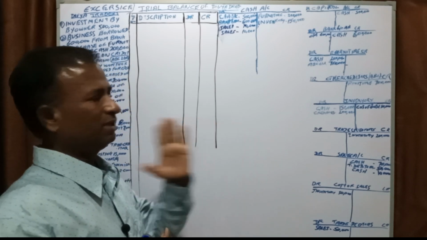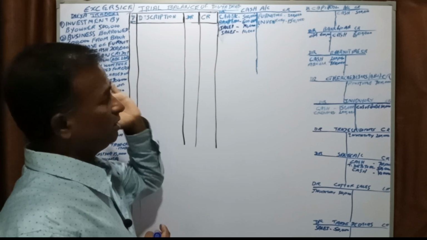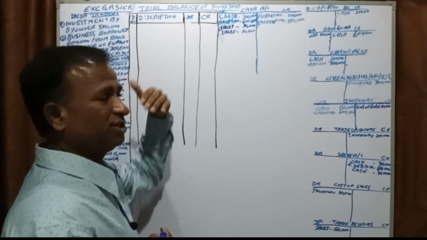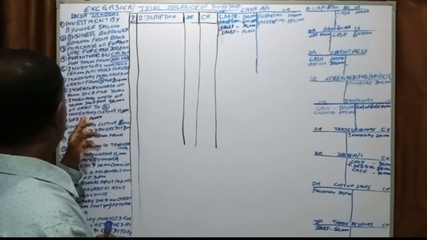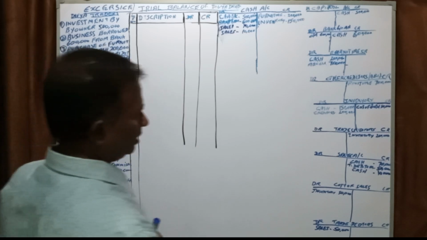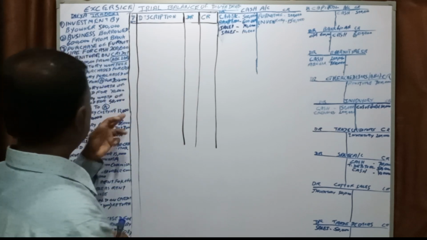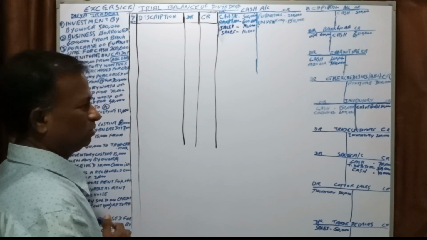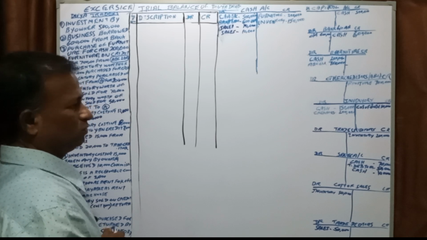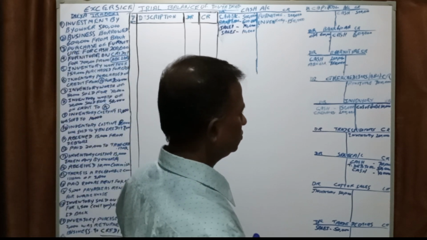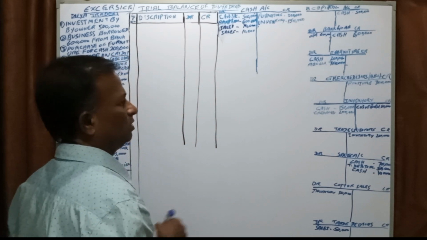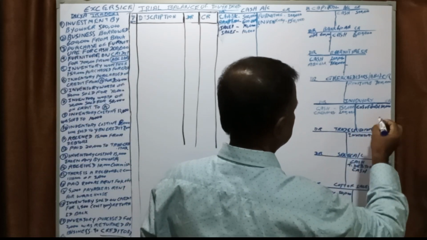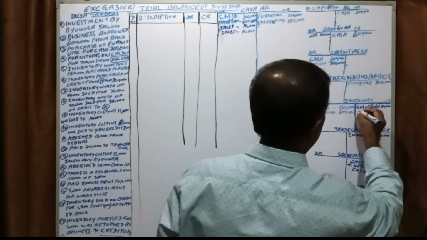Sales income is always credited, and the cash account is always debited, because cash is increasing, so it has to be debited. Then we can see that 12,000 worth of goods was sold, right? The goods value was 12,000, so inventory is going to be affected. We have to remove the 12,000 from the inventory.